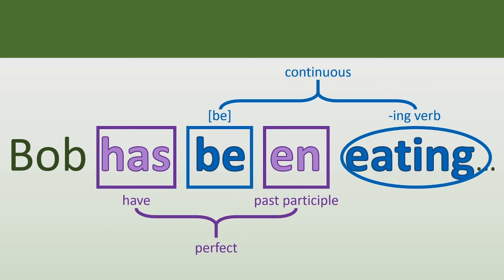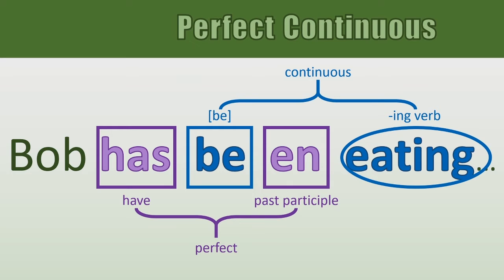And how do we know if it's past or present? Always look at the first auxiliary verb. Your first auxiliary verb tells you if it's past tense or present tense. And has is a present form of have. So it's a continuous tense, a perfect tense, and a present tense. Present, perfect, continuous.